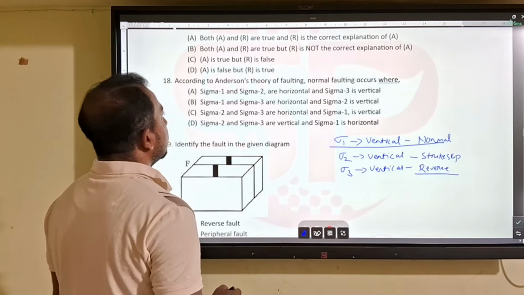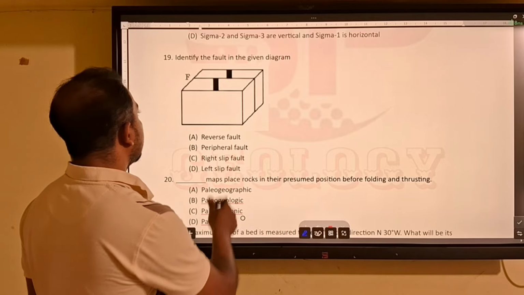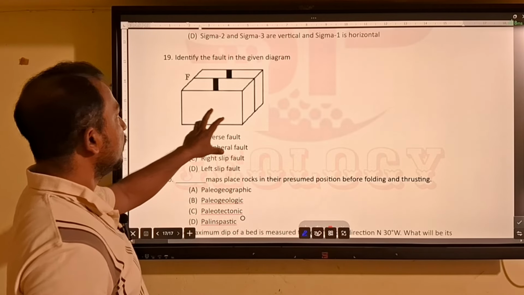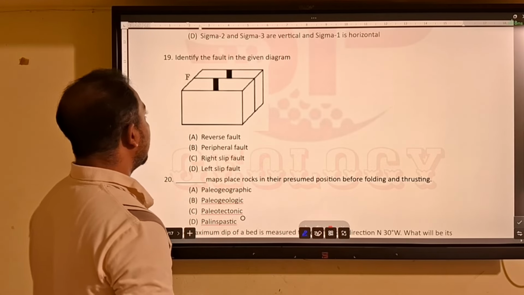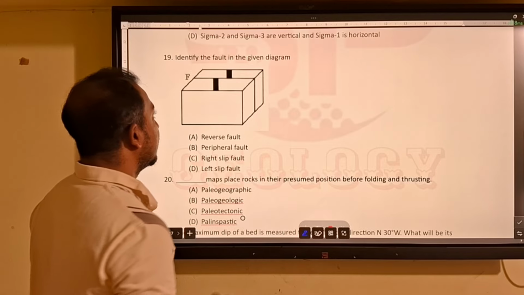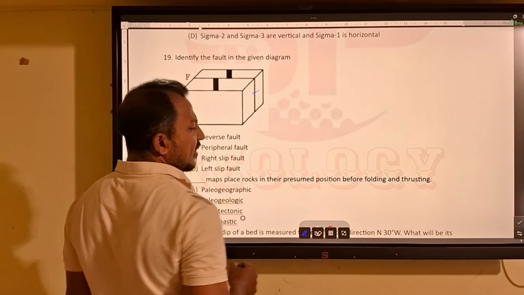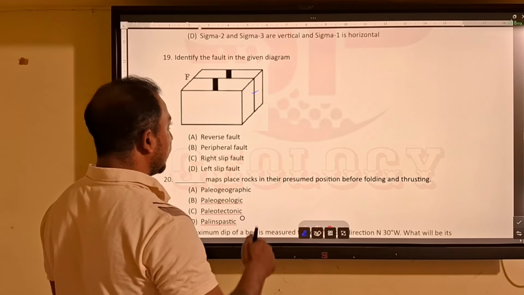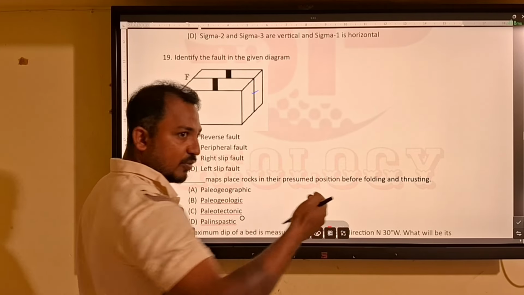So, next question: identify the fault in the given diagram. In this diagram you can clearly see this is a strike slip fault. How will we know whether it is sinistral or dextral? You stand facing the fault plane. If your right side moves towards you, then it is a right slip fault. If the left side moves towards you, that is a left slip fault.